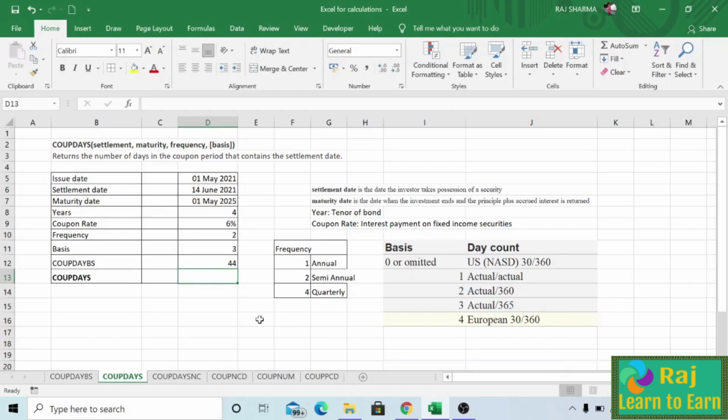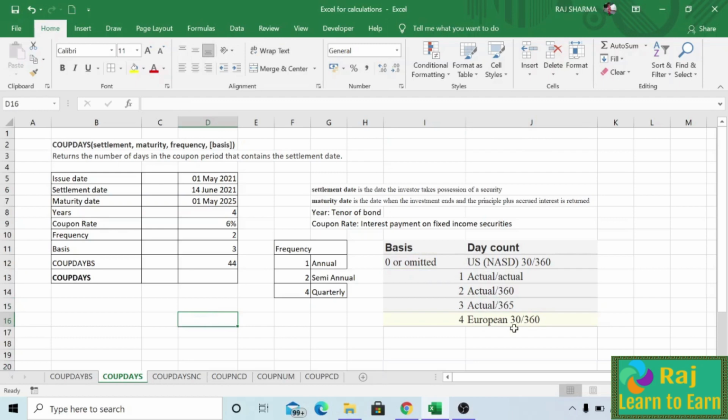This COUPDAYS formula is used in bond calculations, and it gives us the number of days in the coupon period that contains the settlement date. So here is the syntax, and the four variables used are settlement, maturity, frequency and basis. Out of this, basis is optional because if you omit the basis then it will automatically take 0, which is 30 by 360, the US convention. In India we can also take actual by 365.